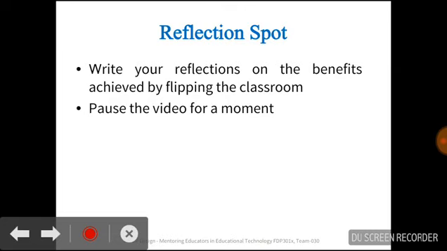Now, pause the video for a moment and write your reflections on what will be the benefits which can be achieved by flipping the classroom.